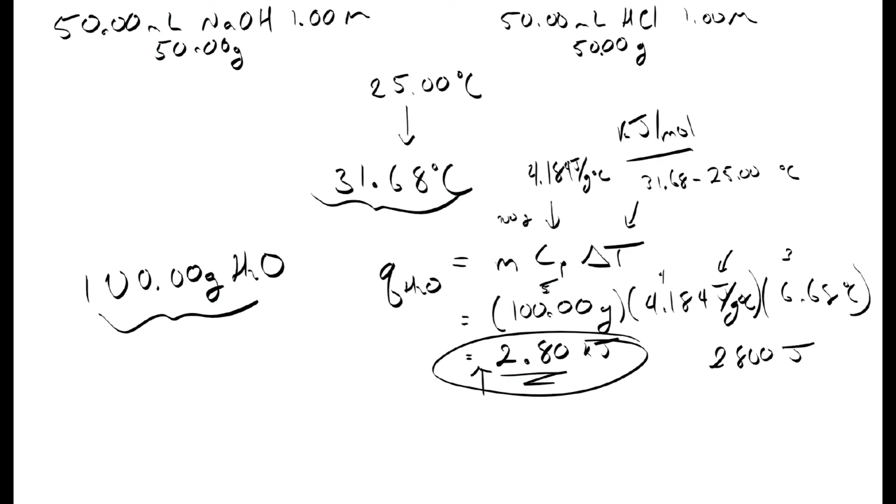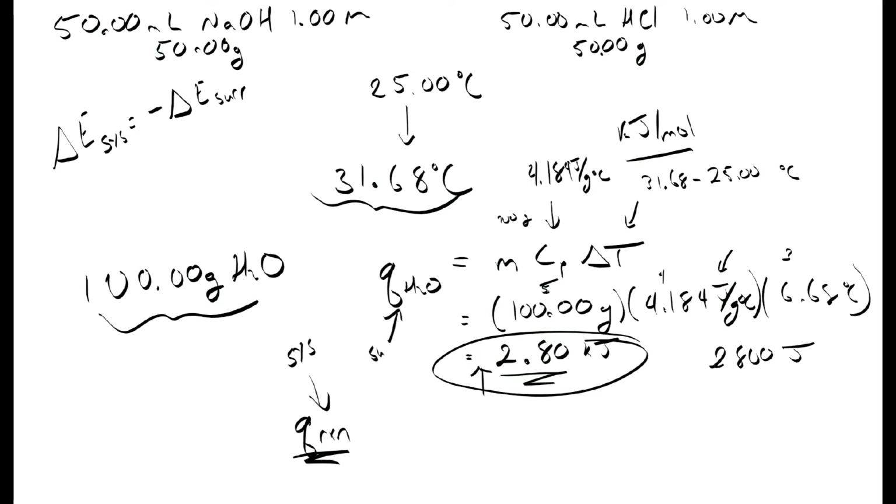But we're not really interested in the water in and of itself. Okay, the water is a means to an end. What we really care about is the energy change of the reaction. But remember, delta E of the system is equal to negative delta E of the surroundings. And in this case, the reaction is the system, the water is the surroundings. That's why we care about those. So Q reaction equals negative Q of the water. So Q of the reaction is negative 2.80 kilojoules.